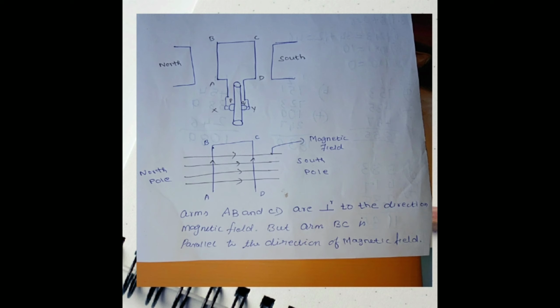One more thing we have to consider in electric motor is that the arm BC does not experience any force, because the direction of current passing through the arm BC and the direction of magnetic field are parallel to each other. So the net force acting on the arm BC is 0. If you look at the diagram, you can easily understand that. This is the working of electric motor.